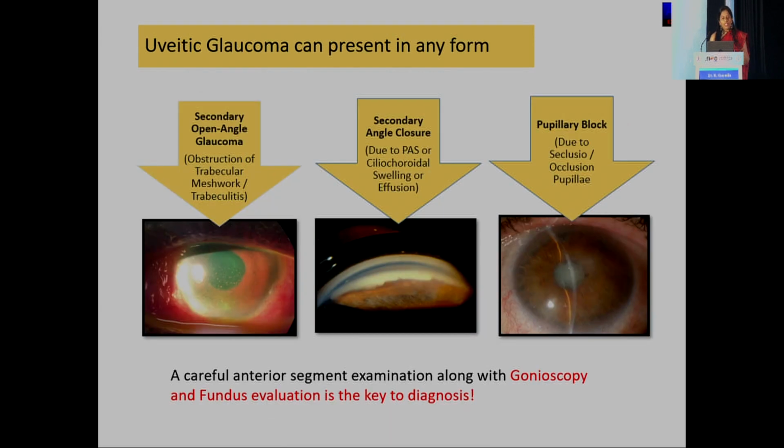And now we move on to the uveitic glaucomas. We all know uveitis is also a very common entity, and you have to again look at certain features which might be very clear-cut for uveitis, and they may present as secondary open angle glaucoma, angle closure, or even present with a pupillary block.